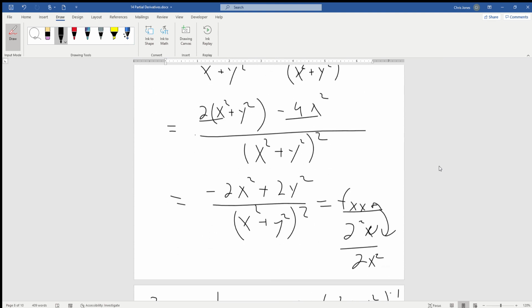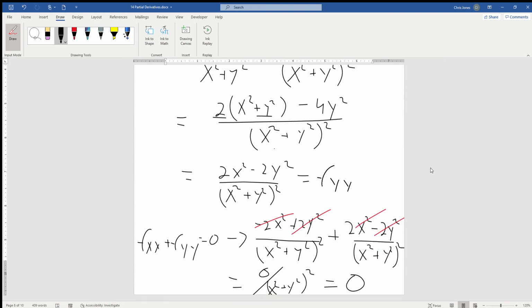Hopefully this is a good introduction for you to understand how to find partial derivatives, and secondly, how to utilize those partial derivatives to solve or verify these partial differential equations. In the next series of videos, we're going to be taking a look at further applications of our partial derivatives.